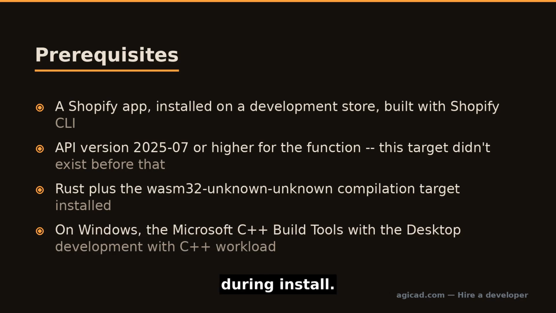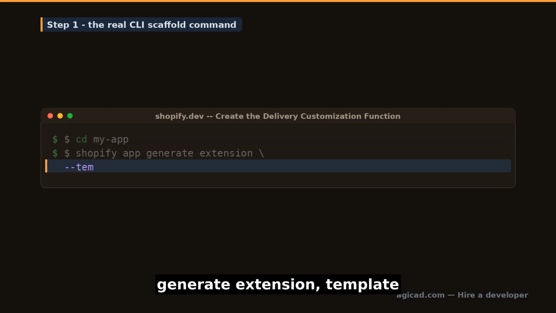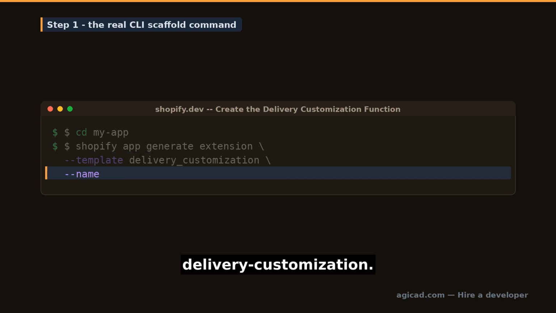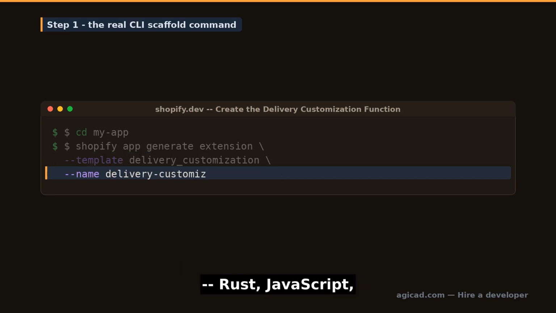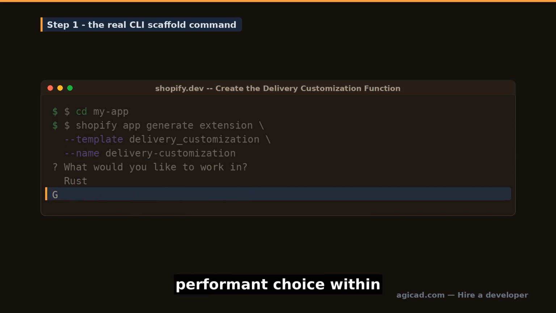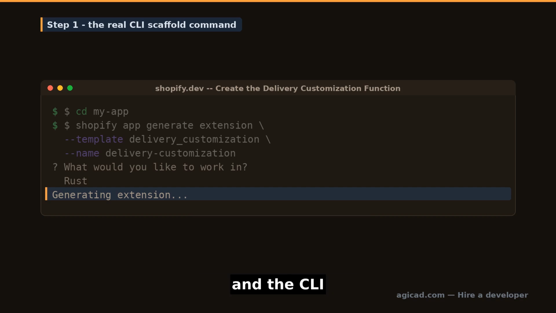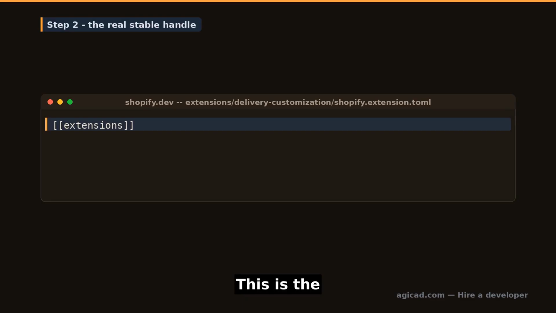The real command, run from your app's own root directory. Shopify app generate extension, template set to delivery_customization, name set to delivery customization. The CLI then asks which language. Rust, JavaScript, TypeScript, or raw WASM are all listed, and Shopify's own docs default to recommending Rust as the most performant choice within the platform's execution limits. We pick Rust, same as the discount function two episodes back, and the CLI generates a complete starter project around it. This is the real shape of the generated configuration.